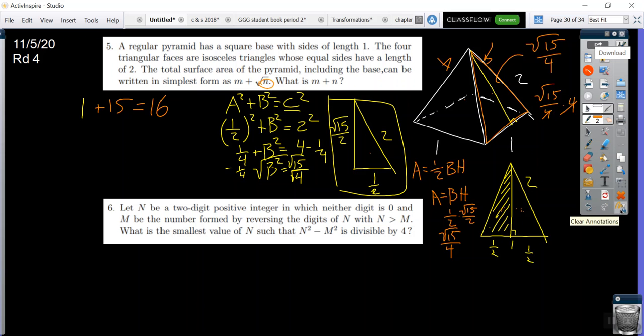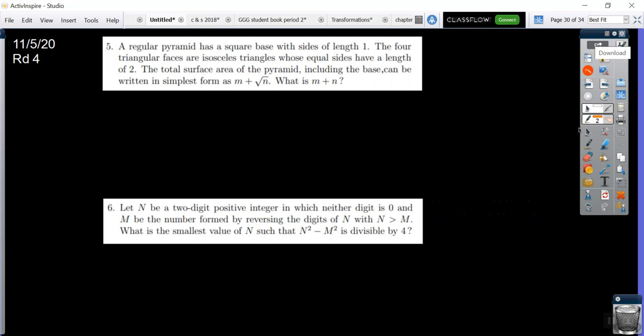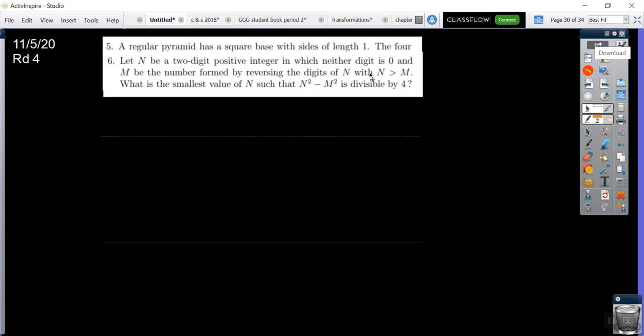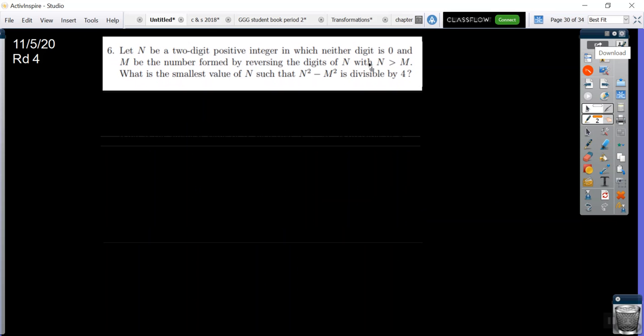I'm going to clear this so I have a little more room. So number 6 says, we're going to let n be a 2-digit number in which neither digit is 0. Okay, that makes life easier. And m is going to be the number formed by reversing it. So we know that n is a 2-digit number, right? So we have in the tens place a, 10 times a plus b.